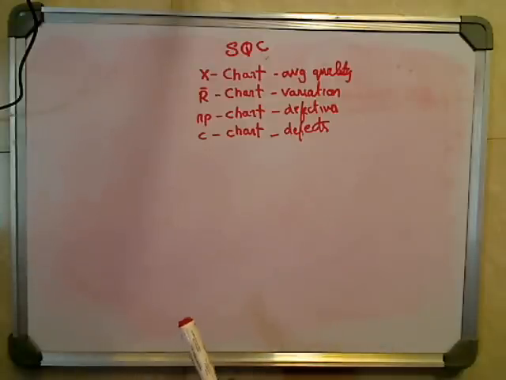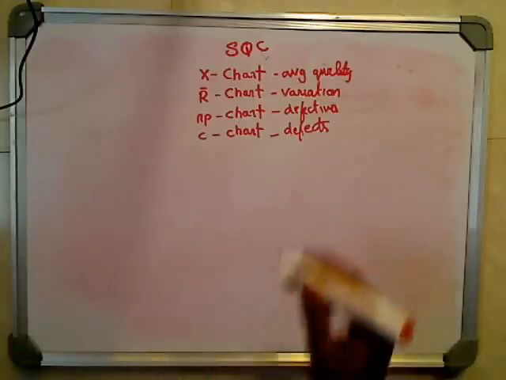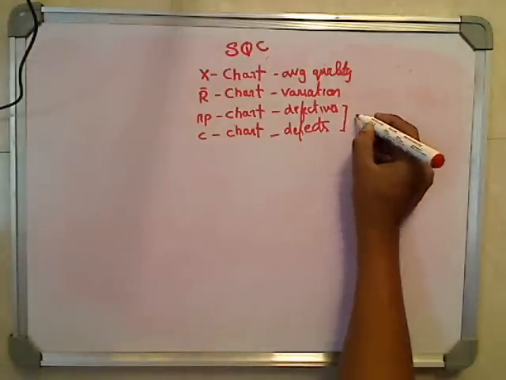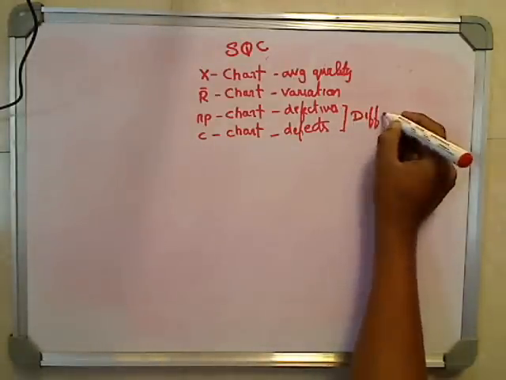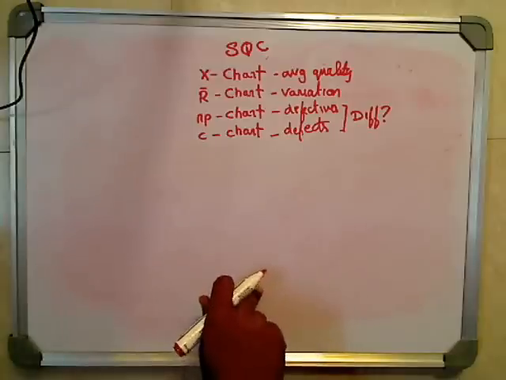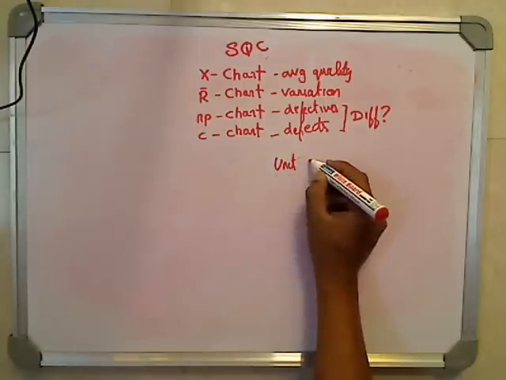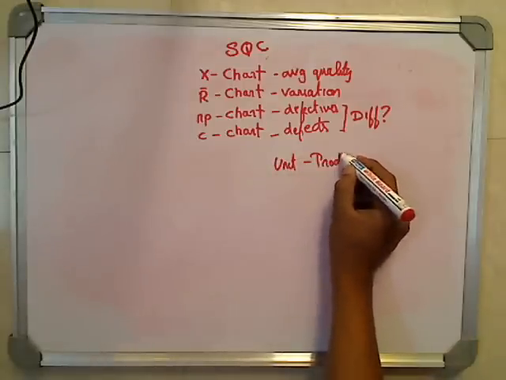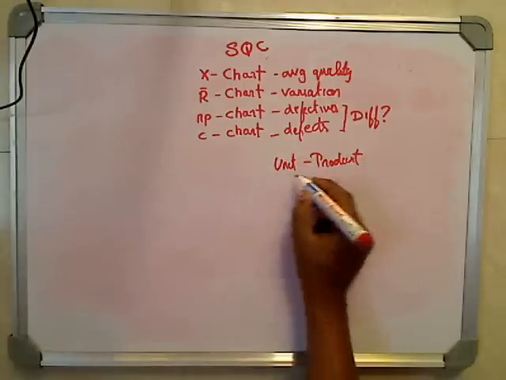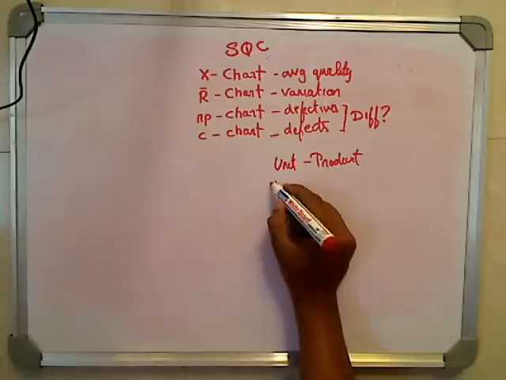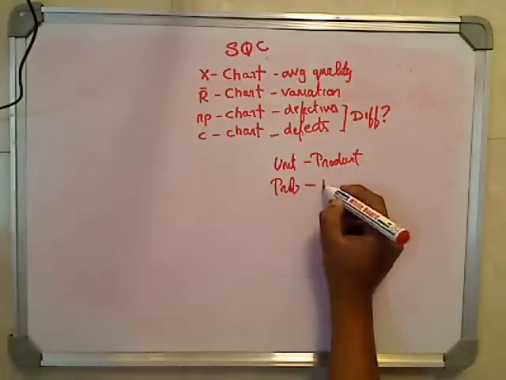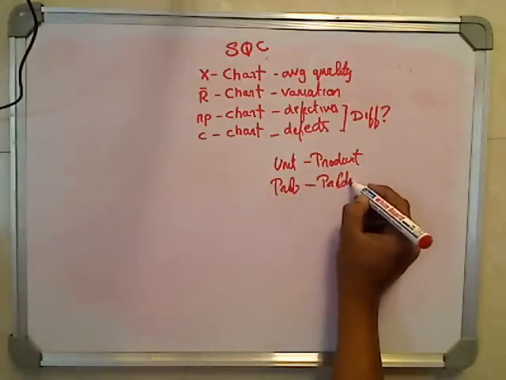Defectives and defects. A lot of people get confused between these two points. What is the difference between defects and defectives? A defective refers to a unit of a product. The defects, on the other hand, refer to the problems of the product.